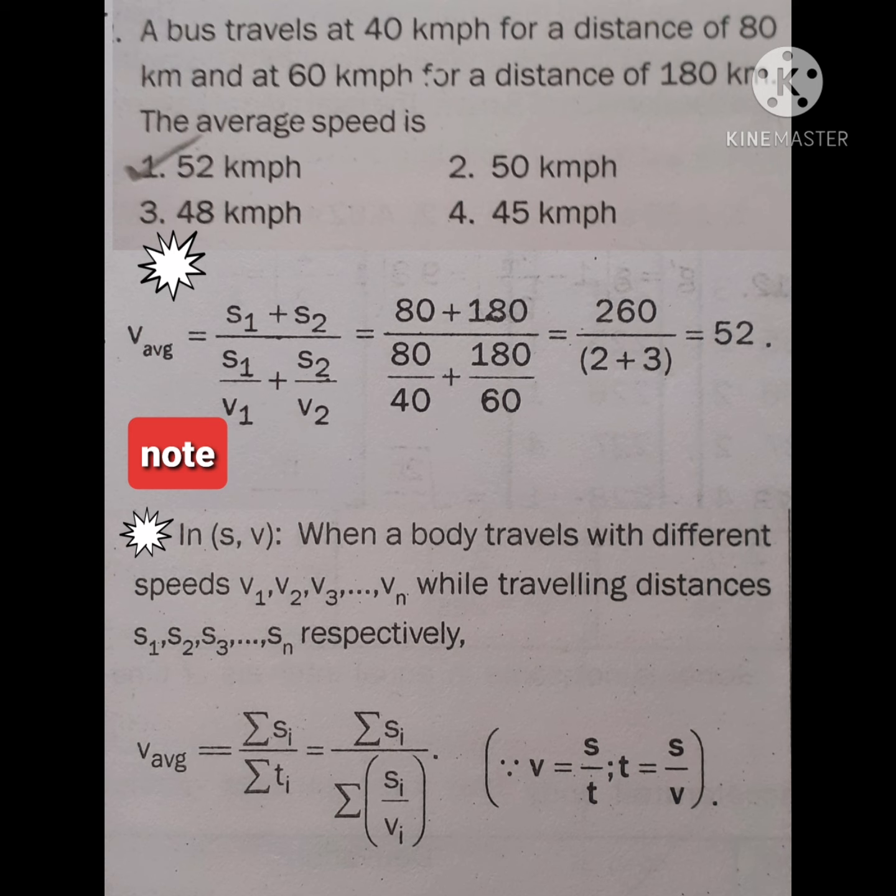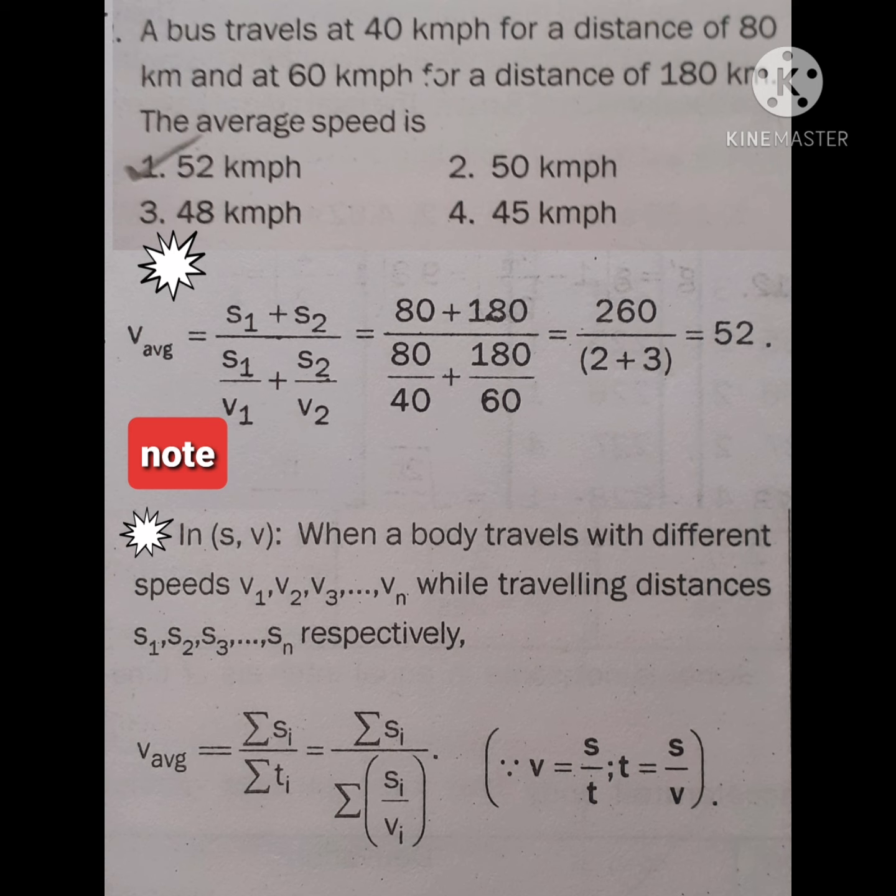This is our fourth question. A bus travels at 40 kilometers per hour for a distance of 80 kilometers and at 60 kilometers per hour for a distance of 180 kilometers. Then the average speed of the bus is what? Here the correct answer is 52 kilometers per hour.